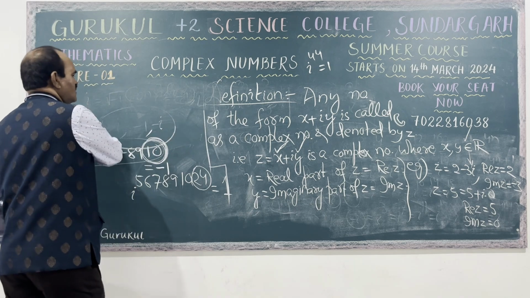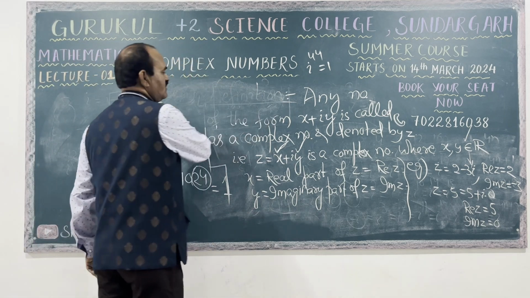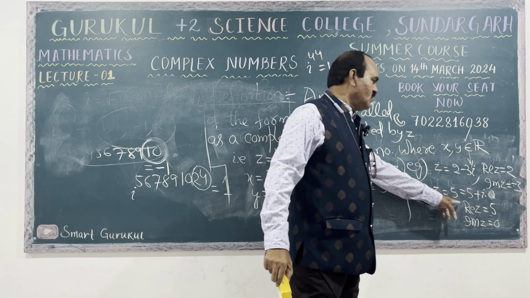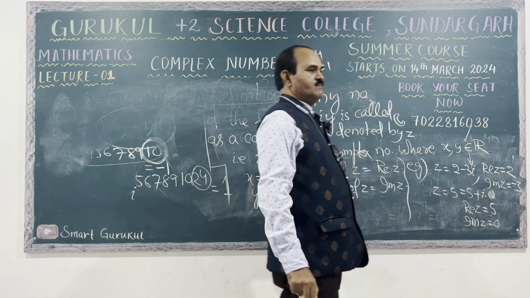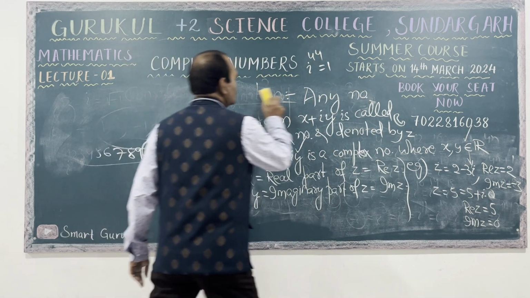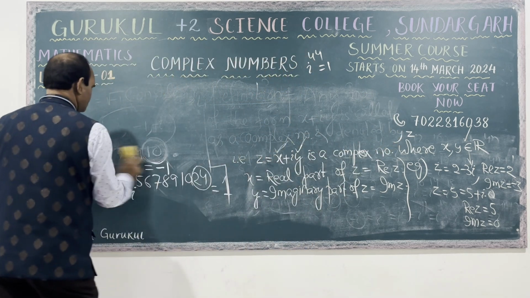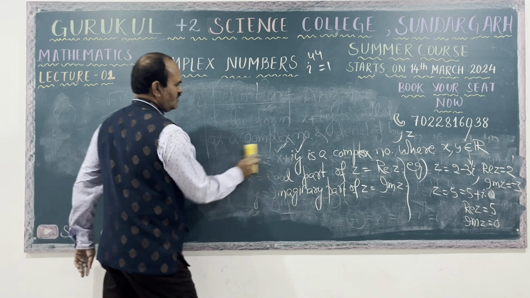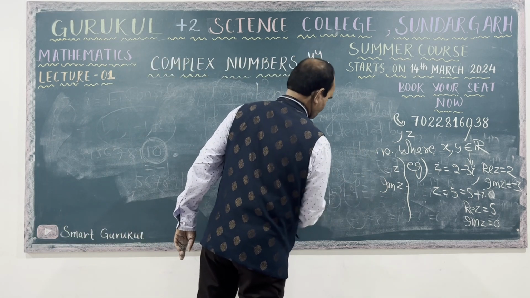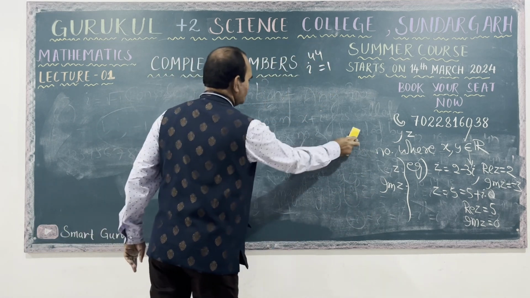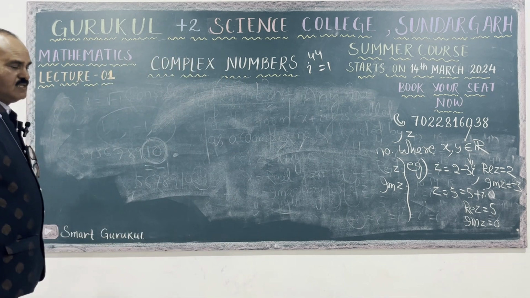So from this simple example we observe that a real number is also a complex number. All real numbers are complex numbers, but all complex numbers are not real.